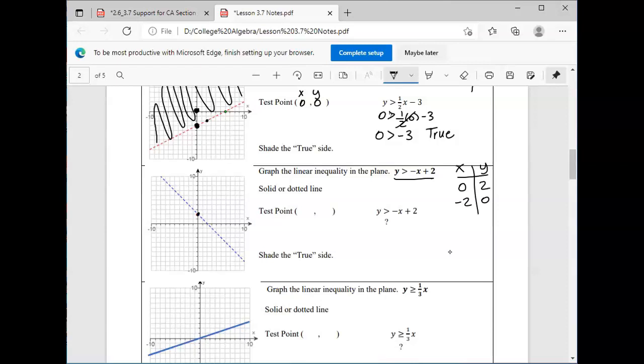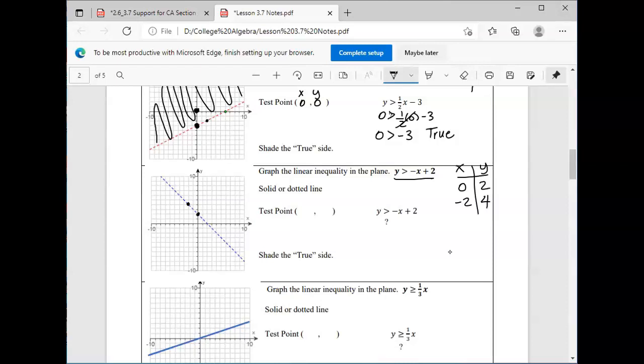-2, 0 is not on there because I did something wrong. So a -2 is +2. So this should be 4. So -2 is supposed to be 4, which is up here.